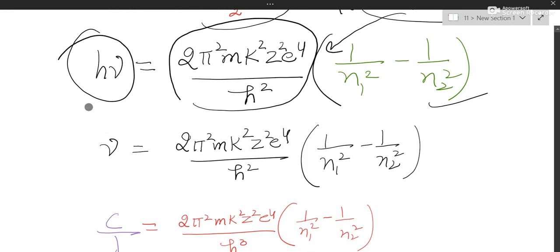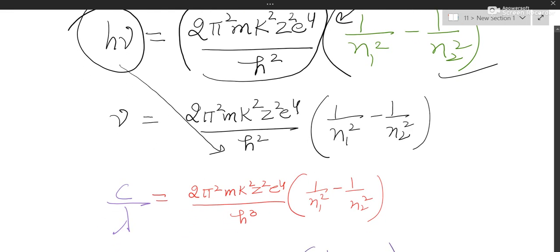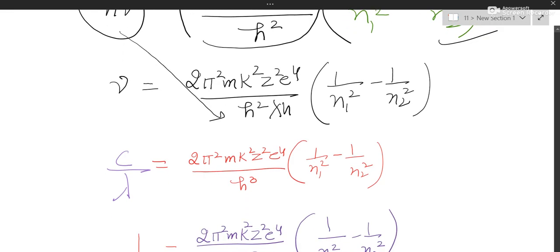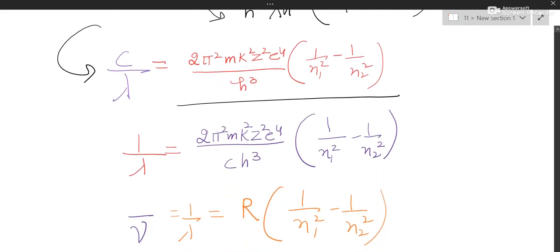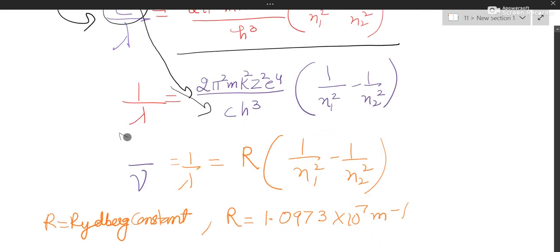Now h, we will take that side. H is going this side, so it will become h cube. Now nu can be written as c by lambda. Expression as it is, right side as it is. Now c will go down. So we are ready with the expression of 1 by lambda.